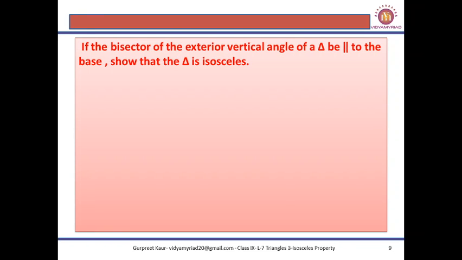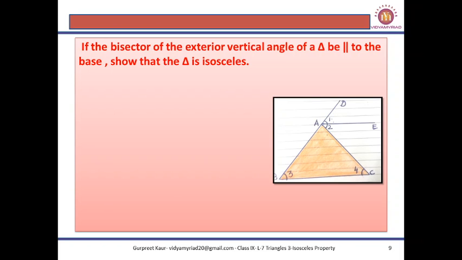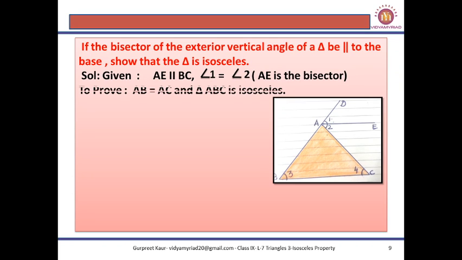Next question. If the bisector of the exterior vertical angle of a triangle is parallel to the base, show that the triangle is isosceles. Let's see the figure. You have the triangle ABC. AE is the bisector, which means angle 1 is equal to angle 2, and AE is parallel to BC, which is given to us. So let's see what happens in the triangle ABC.